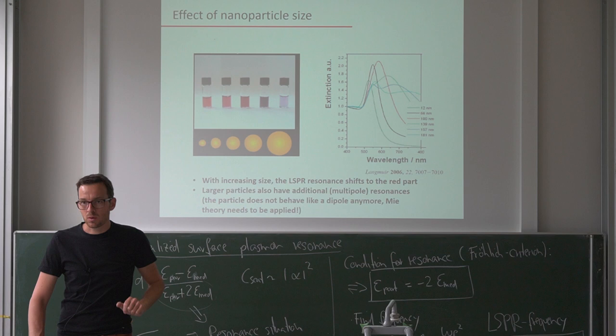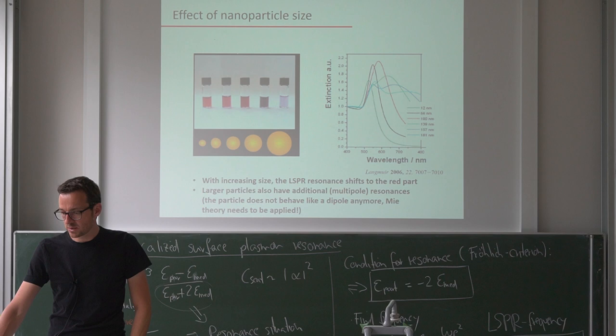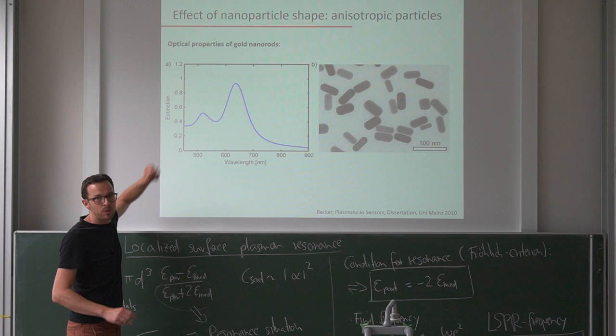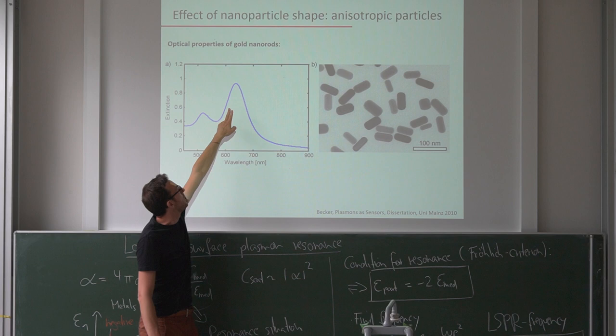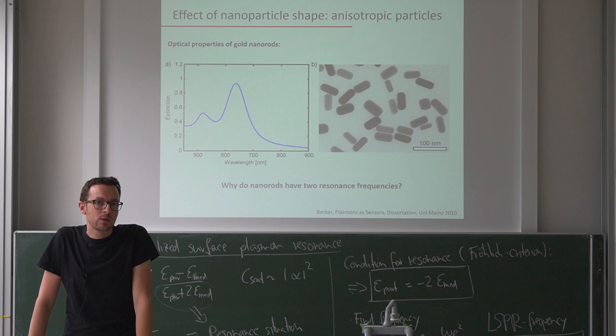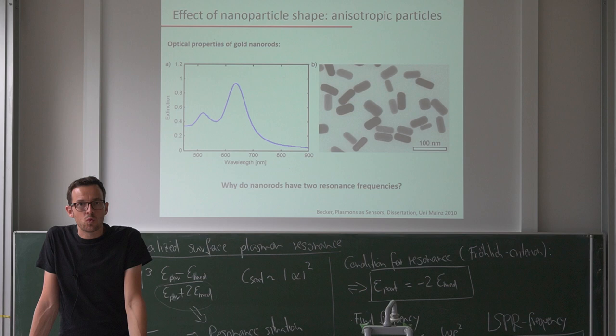Let's now change the shape of the particles. Here's a picture of gold nanorods, so very small rods made out of gold. And what we see in the extinction spectra here is that we have two distinct peaks, peak number one and peak number two. And again, we also see this difference between high and low wavelength that comes from Rayleigh scattering. So why does a gold nanorod have two resonance frequencies? Take a minute and think about the difference between a rod and a sphere and how this could relate to these two resonance frequencies.